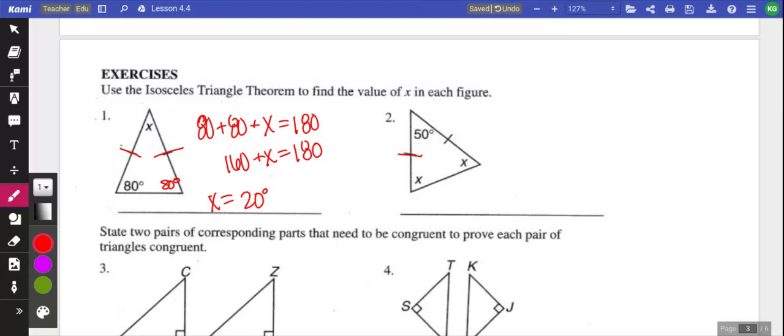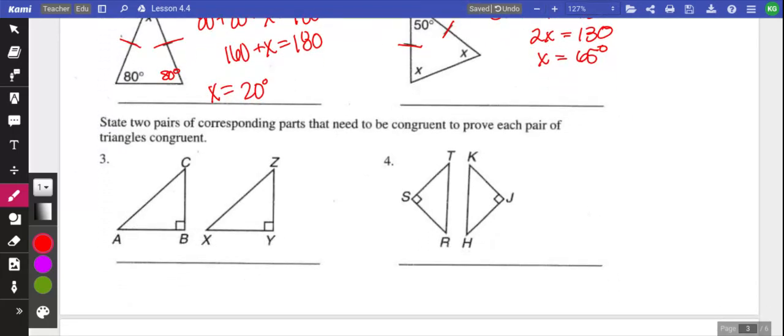In this one, they've already set up for me that both of those are x. So I have 50 plus 2x to equal 180. Subtract the 50, so 2x equals 130. Divide by 2, and I get 65.